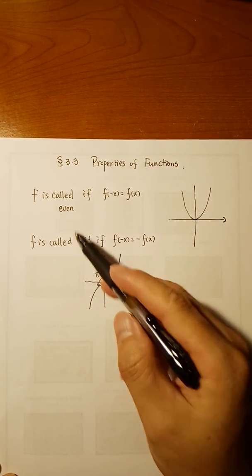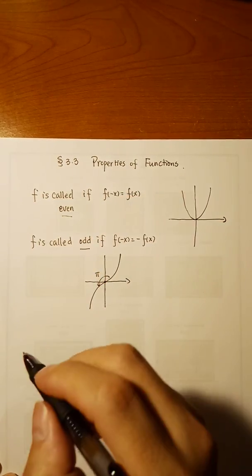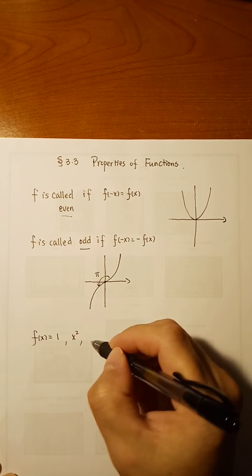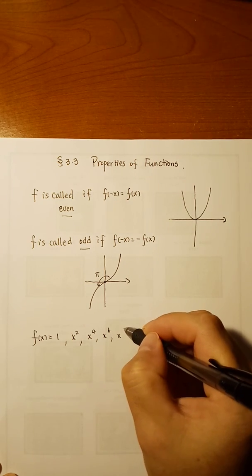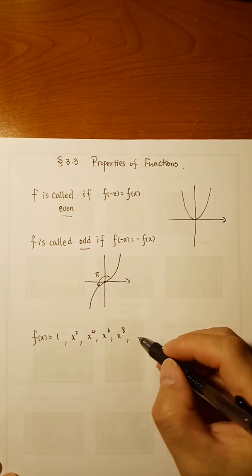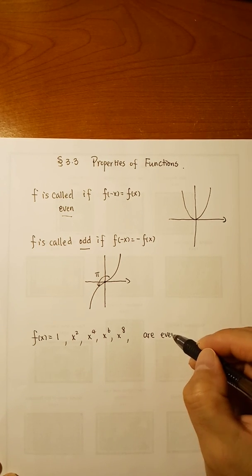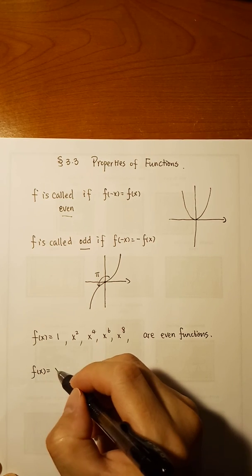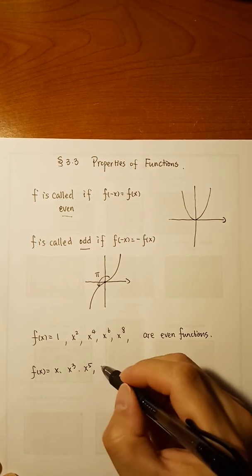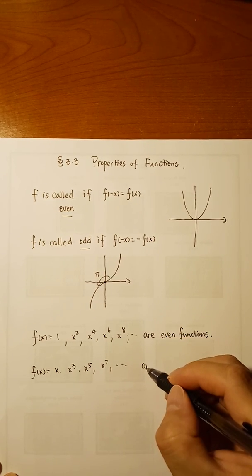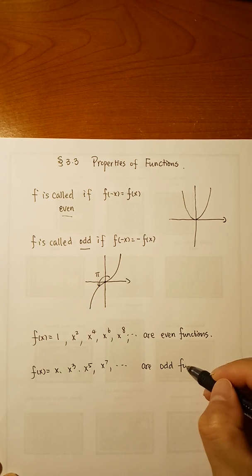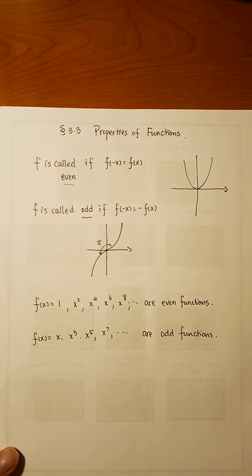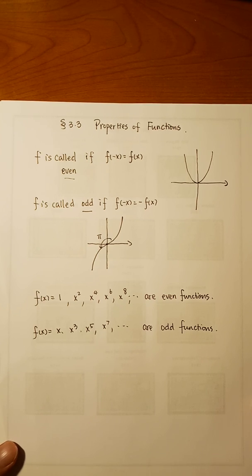We call them even and odd because of the following examples. If we have a constant function, or x squared, x to the 4, x to the 6, x to the 8, all the even powers, then they are all even functions. If we have f(x) equal to x, x cubed, x to the 5, x to the 7, odd powers, then they are odd functions. Even power function, even function. Odd power function, odd function. And that's the reason we gave such names.